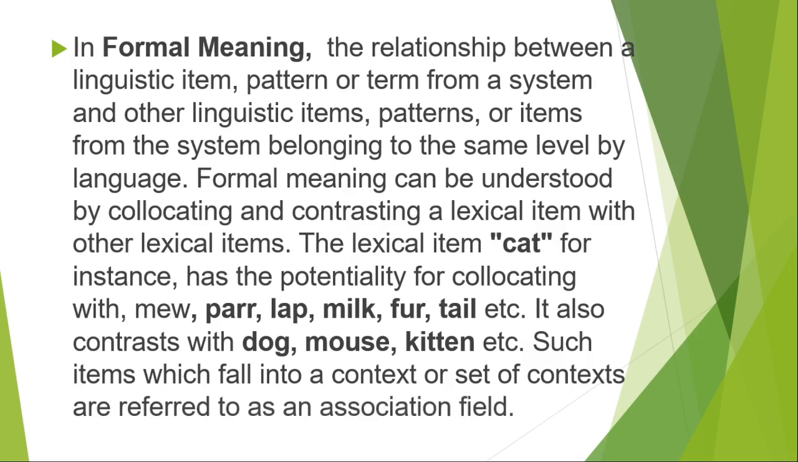Now, this is formal meaning, in which one word can be explained with the help of other words because there are sense relations with each other. A cat has a sense relation with milk, fur, tail; these words have semantic relations.